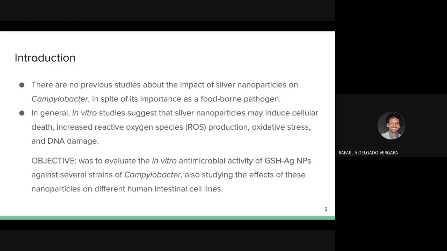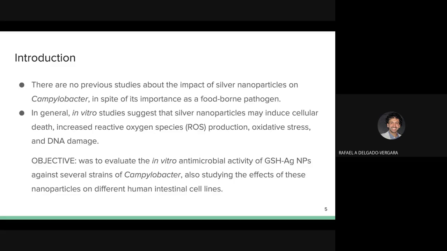In vitro studies suggest that silver nanoparticles may induce cellular death, as we know, increase reactive oxygen species, ROS, production, oxidative stress, and DNA damage. The ROS is one of the most important things that will help this strategy to overcome drug resistance.